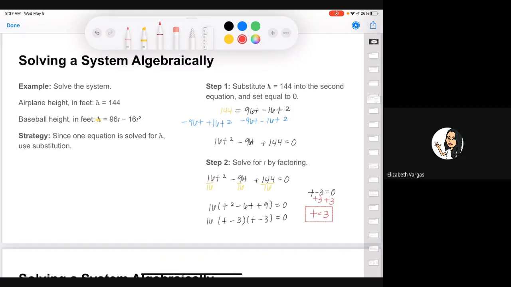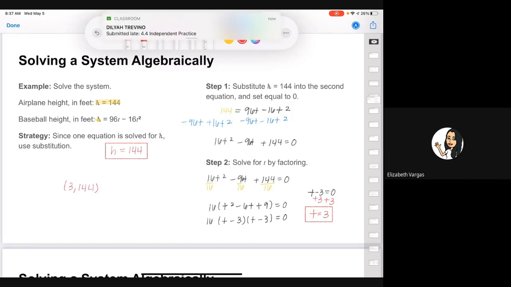So yes, I know t is equal to 3. And so how do I get my h? Well, luckily for you in this equation, it says h is equal to 144. And so h would represent your y. And so here your y is equal to 144. And so therefore your point of intersection is going to be at (3, 144).